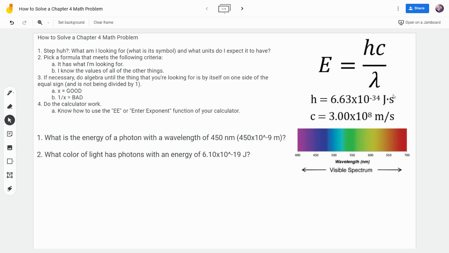So the first step is what in physics I've been calling step huh. Step huh means make sure that you understand what thing you're actually looking for. And in this case, we're dealing with symbols. So what is the symbol of the thing we're looking for? And what units do you expect it to have?